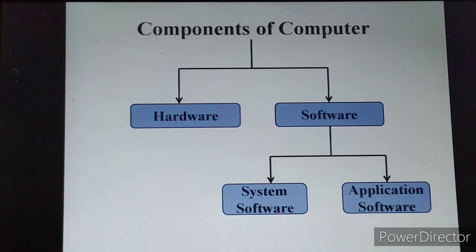I repeat once again, hardware and software. Hardware, the physical parts of a computer that can be touched, is known as hardware, and software, the part of the computer that we can't touch, is known as software. System software is an essential part of the computer. It controls all the activities. It is very essential to run a system properly, just like Windows, Unix, DOS, etc. And application software is a special purpose software. It depends on the user requirement, right?